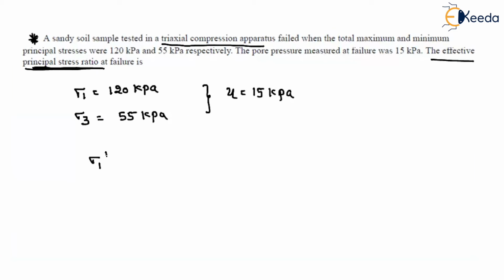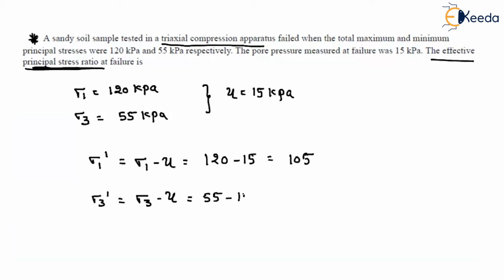What about the effective stress? Effective major principal stress I can write as total stress minus pore water pressure. What is the total stress? 120 minus pore water pressure 15. If you solve this, we'll get around 105. Similarly, what will be your effective minor principal stress? That is nothing but total minor principal stress minus pore water pressure, so 55 minus 15. That will be equal to 40.